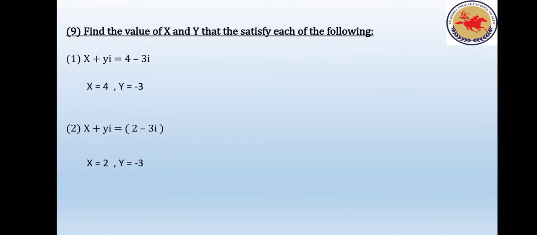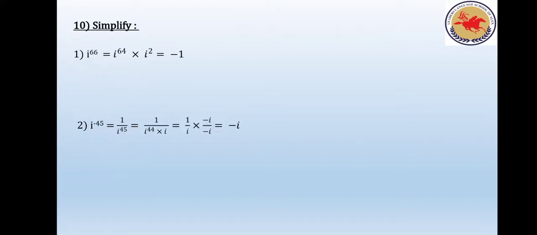Number 9. Find the value of x and y that satisfy each of the following. Number 1. x plus yi equals 4 minus 3i. So x equals what and y equals what here? x is the real part, equal to the real part, which is 4. yi, the y is the imaginary part, equal to the imaginary part here, which will be negative 3. The same for the second one: x equals 2 and y equals negative 3.